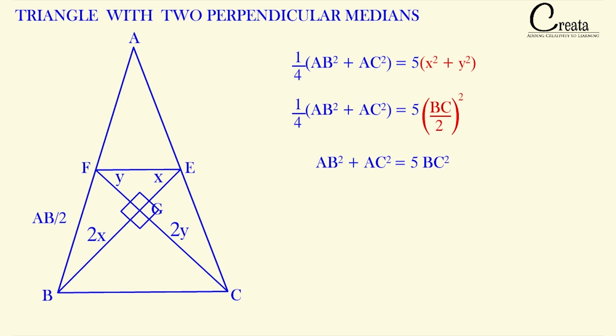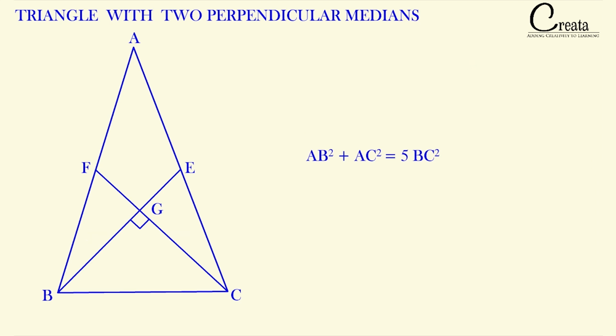So this is the relation that we are talking about, which is AB square plus AC square is equal to 5 times BC square. AB, AC and BC are the three sides of the triangle. Which triangle? The triangle in which two medians are intersecting at 90-degree angle, or the two medians of the triangle are perpendicular to each other. This relation is applicable only and only when two medians are perpendicular to each other. Got the point? This is a very important relation. Questions are generally asked in the competitive exam based on this relation.